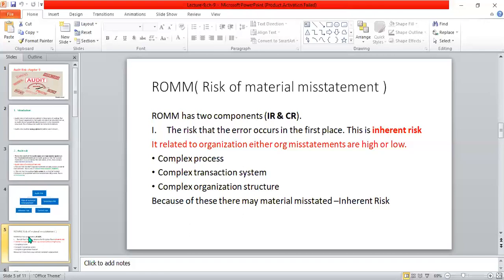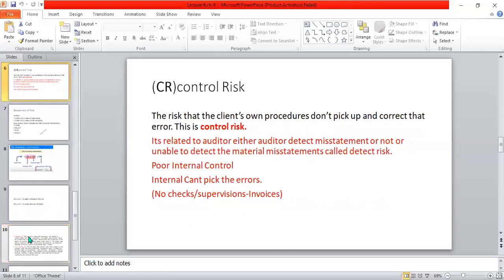Okay, inherent risk is the organizational associated risk. It's related to the organization. So RAM is categorized into two: inherent risk, which we discussed first, and the second is control risk. The risk that the client's own procedures don't pick up and correct the error. This is the control risk. Internal controls or internal procedures are not picking up or correcting the error, so the error occurred. This is called control risk.